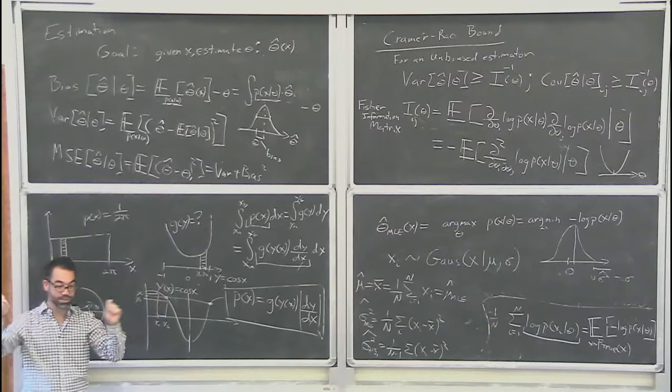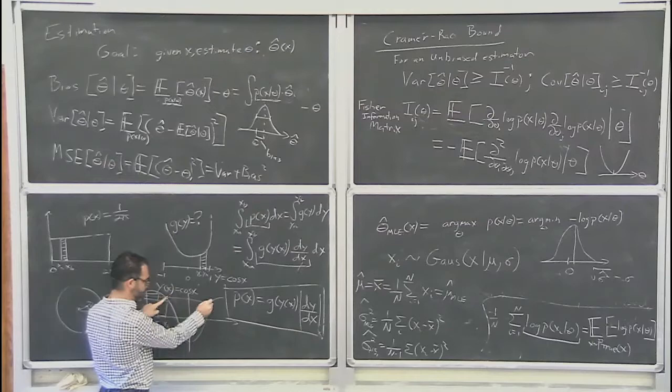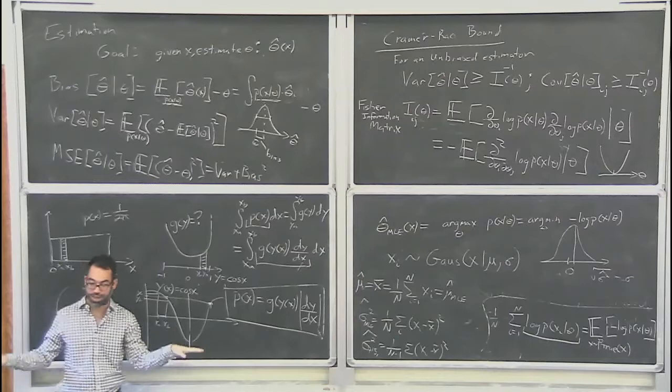In this case, it's really easy because it's cosine x, you can just look at it and you know which two values. But if it was generally some weirdo function, you would have to search through the whole space and find which ones map to the same spot.